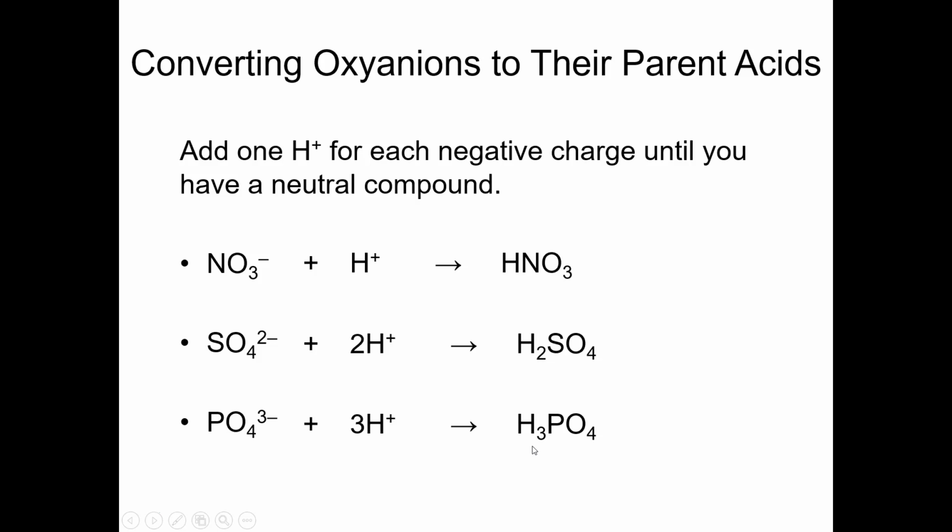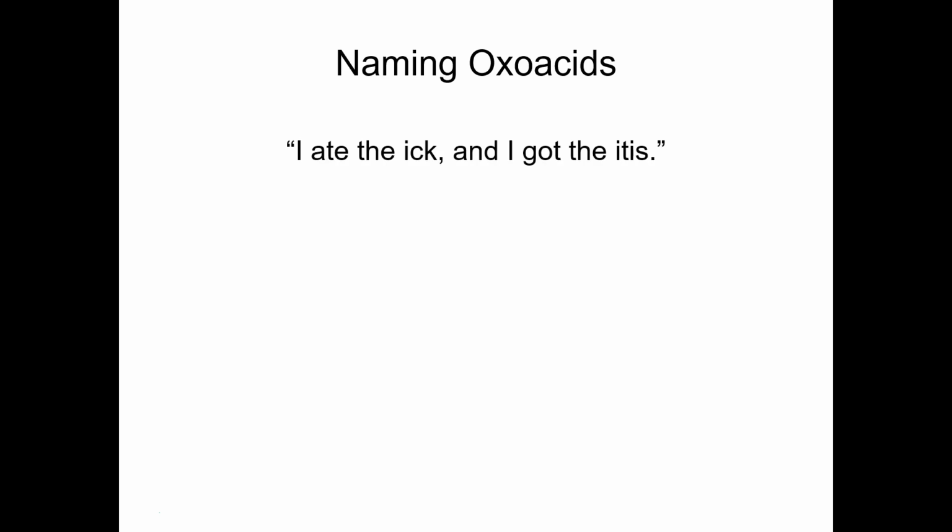Now we need to know how to name these acids. So we need to know how to construct them based on the formula of the oxyanion. Now we need to know how to name them. And I did not come up with this mnemonic, but it seems to work well. One of my students at UNC did, but it seems to work out pretty well. And that is this phrase: I ate the ick and I got the itis.